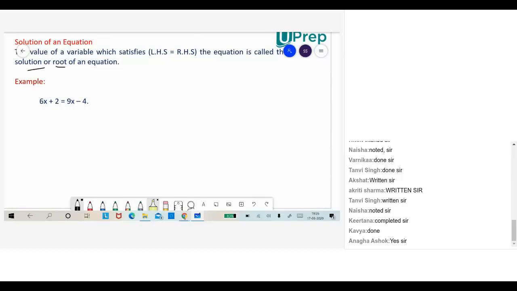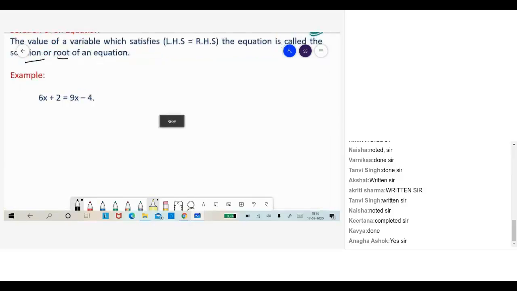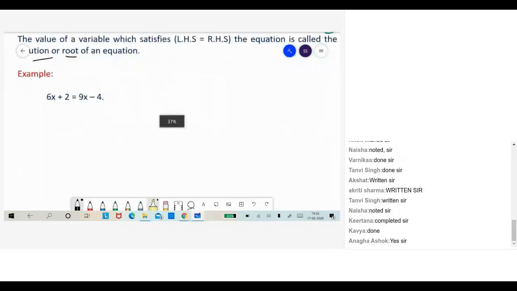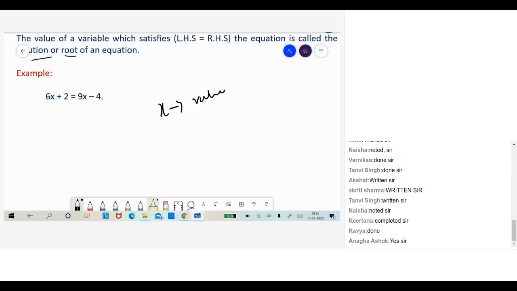Something like 6x plus 2 is equal to 9x minus 4. Now this is an equation, and I need to find the solution of this equation. What do we mean by the solution of this equation? We need to find the value of the variable x. This x is called the variable, and I need to find its value.